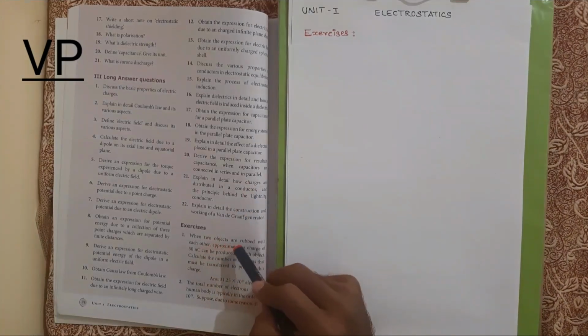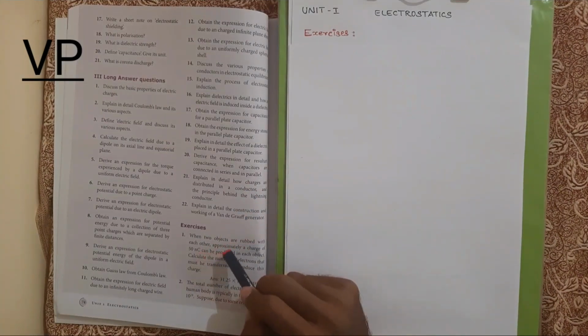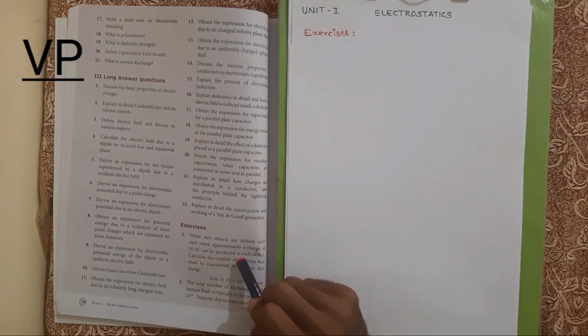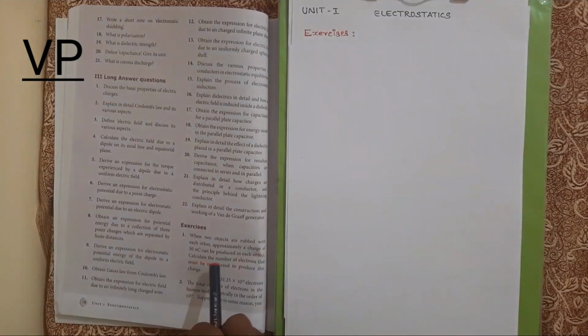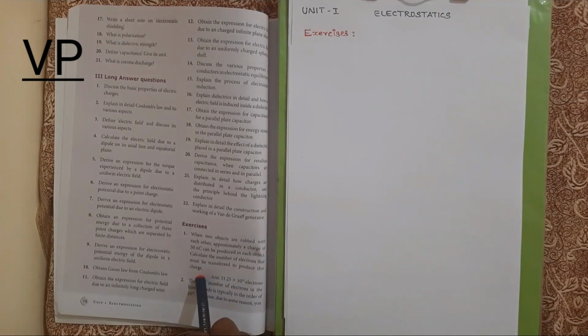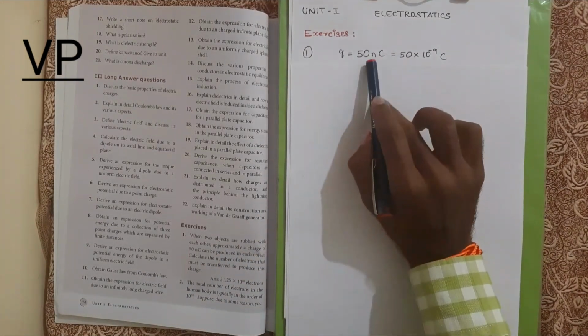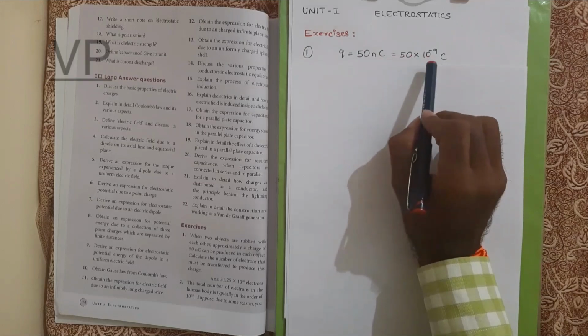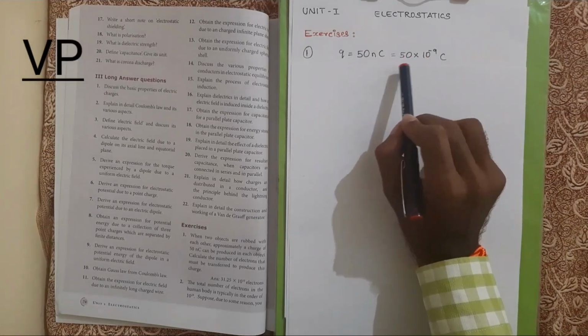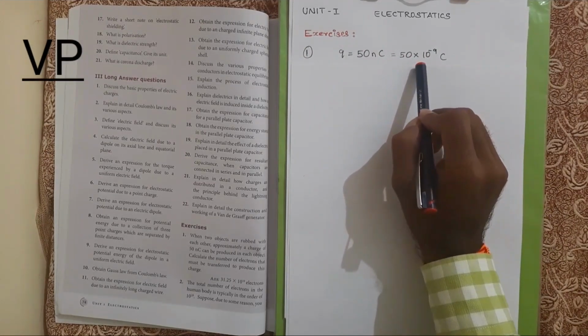When two objects are rubbed with each other, approximately a charge of 50 nanocoulomb can be produced in each object. We are asked to calculate the number of electrons that must be transferred to produce this charge. So the given data: Q is equal to 50 nanocoulombs. For nano it's 10 to the power minus 9. So Q is equal to 50 into 10 to the power minus 9 coulomb.